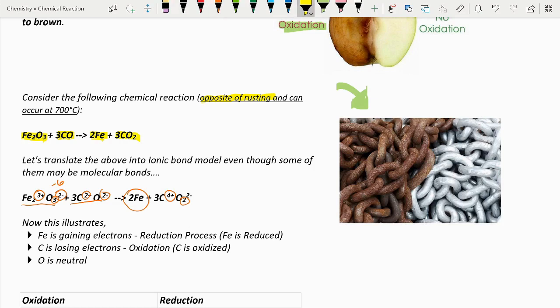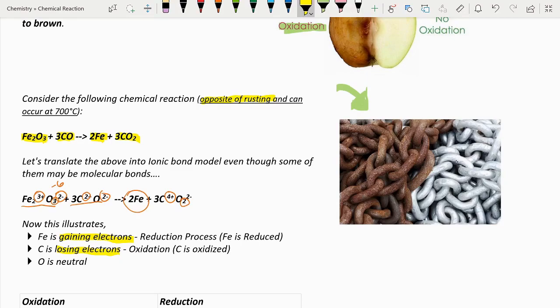So iron is gaining electrons, or getting reduced. Carbon is losing electrons, or getting oxidized. So the oxygen here is actually neutral, and that is because it is gaining 2 electrons on both the reactant and the product side.